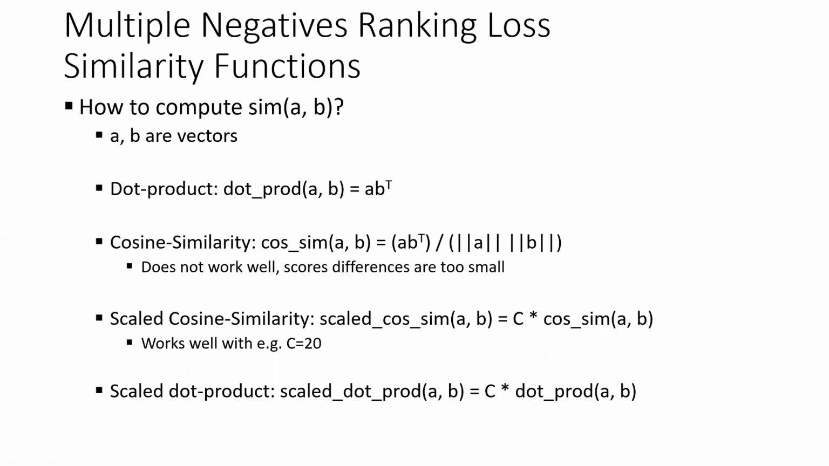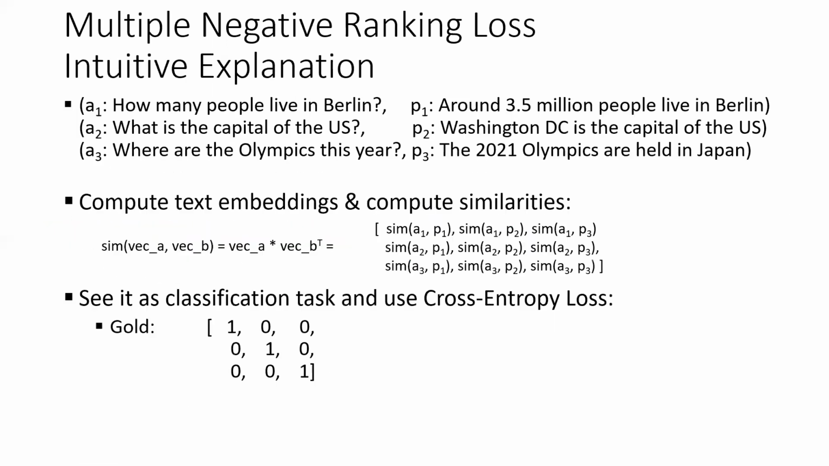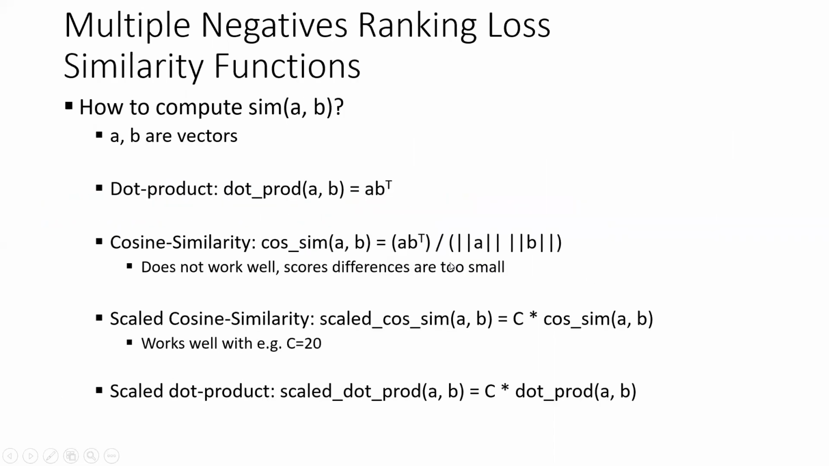So it's really easy to compute. A common scaling factor that works well is, for example, 20. So you take all the cosine similarities in this matrix here, and you just multiply it by 20. This will make the differences larger. So if you have a small difference in cosine similarity, if you multiply it by 20, you get a larger difference, and cross entropy loss works better.